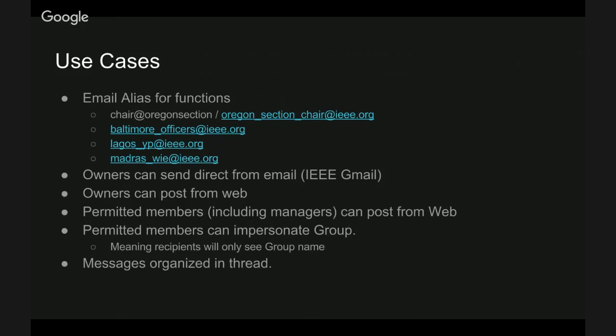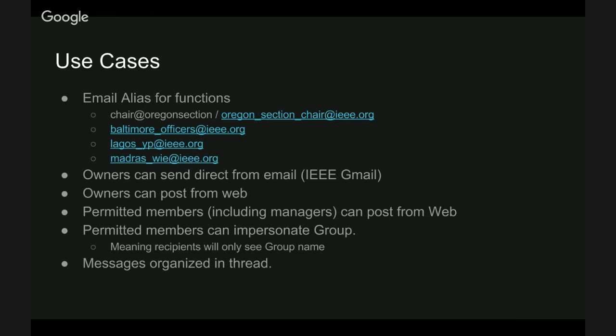So for IEEE Google for You, one of the things I've heard people ask about is how do we have functional aliases such as chair at Oregon section. So when a chair leaves, that chair basically can hand off their email messages to another group, or say Oregon section chair, or Baltimore officers, or Lagos young professionals, or Madras women in engineering, and each of these functional aliases.